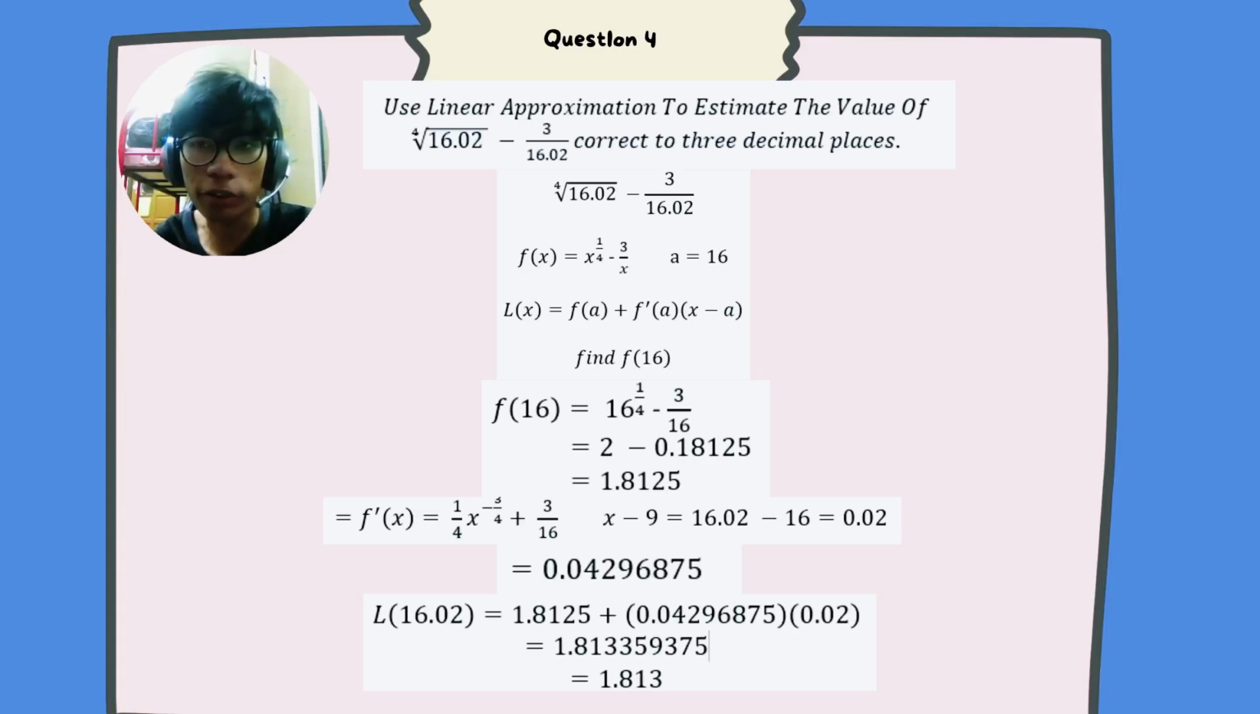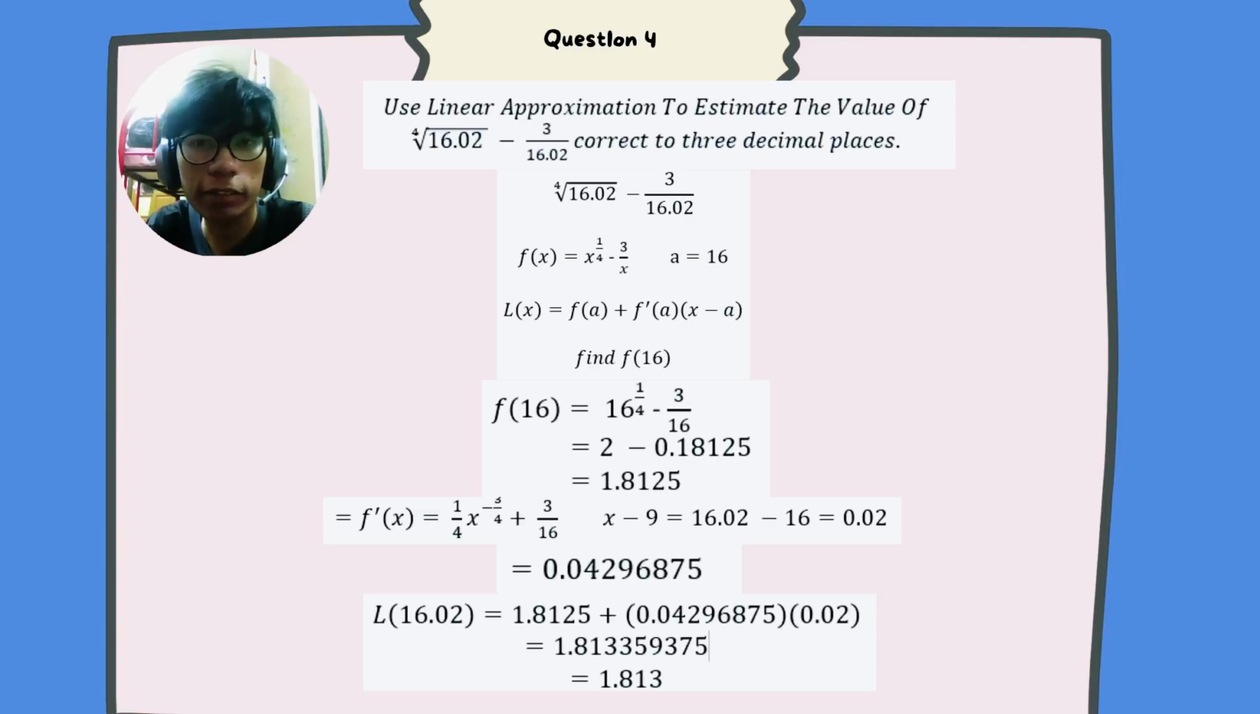For our approximation point, first let me tell you the formula, which is f(x) equals x to the power of 1 over 4 minus 3 over x. The linear approximation formula is L(x) equals f(a) plus f prime(a) times (x minus a), where a is equal to 16. Now let's replace the x with 16 in the formula. It becomes f(16) equals 16 to the power of 1 over 4 minus 3 over 16. And if you use the calculator, you'll get 1.8125.